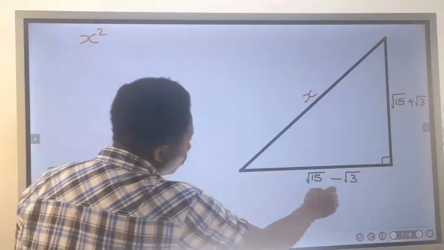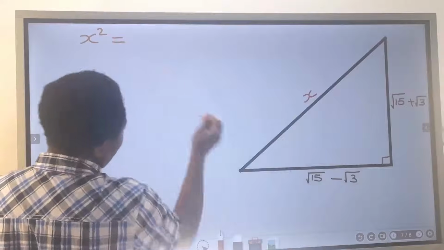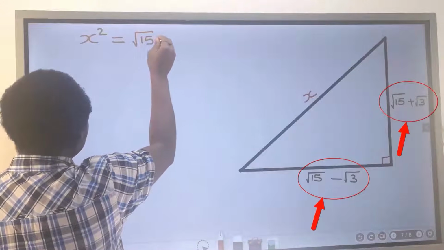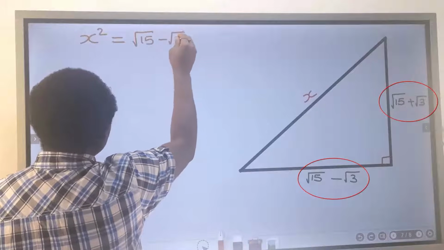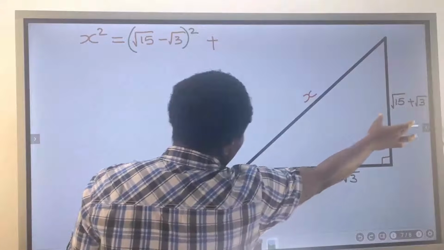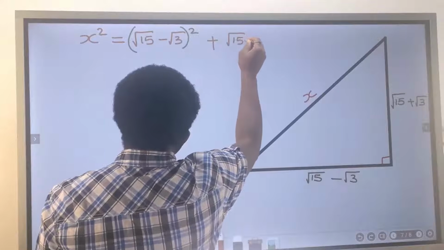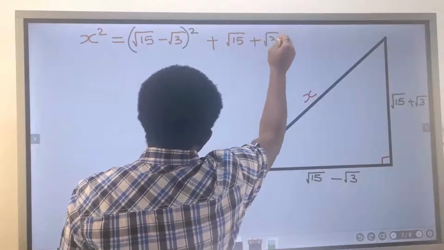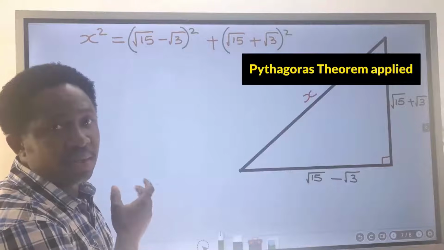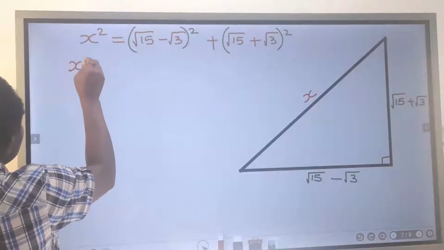Next, we're going to square each of the other sides, and I'm going to have the square root of 15 minus the square root of 3, all squared, plus I'm going to square this as well: the square root of 15 plus the square root of 3, all squared. This is Pythagoras' theorem. Next, this is x squared.